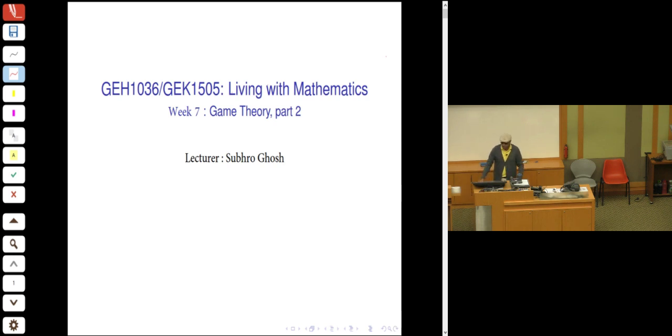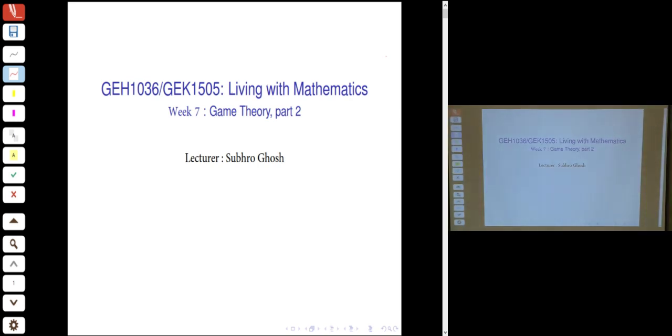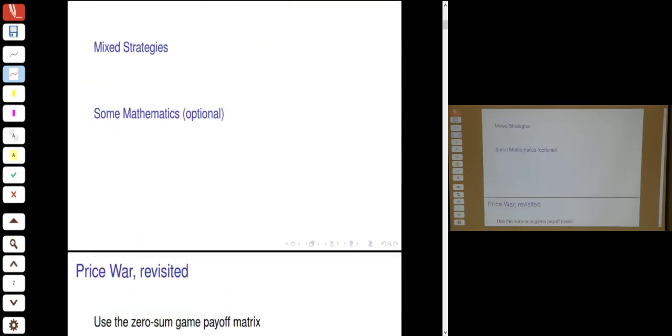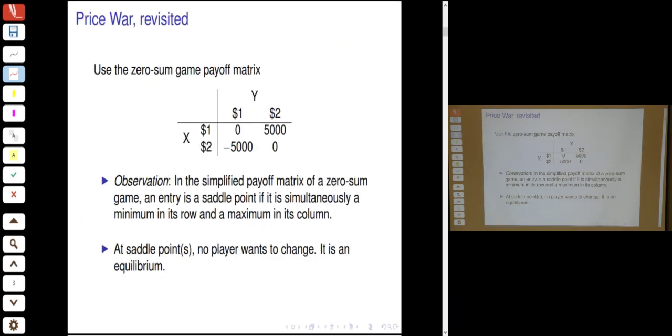Okay, so welcome back after the break, and today we will pick up from where we left off before the break and continue with game theory. So first we will study mixed strategies.